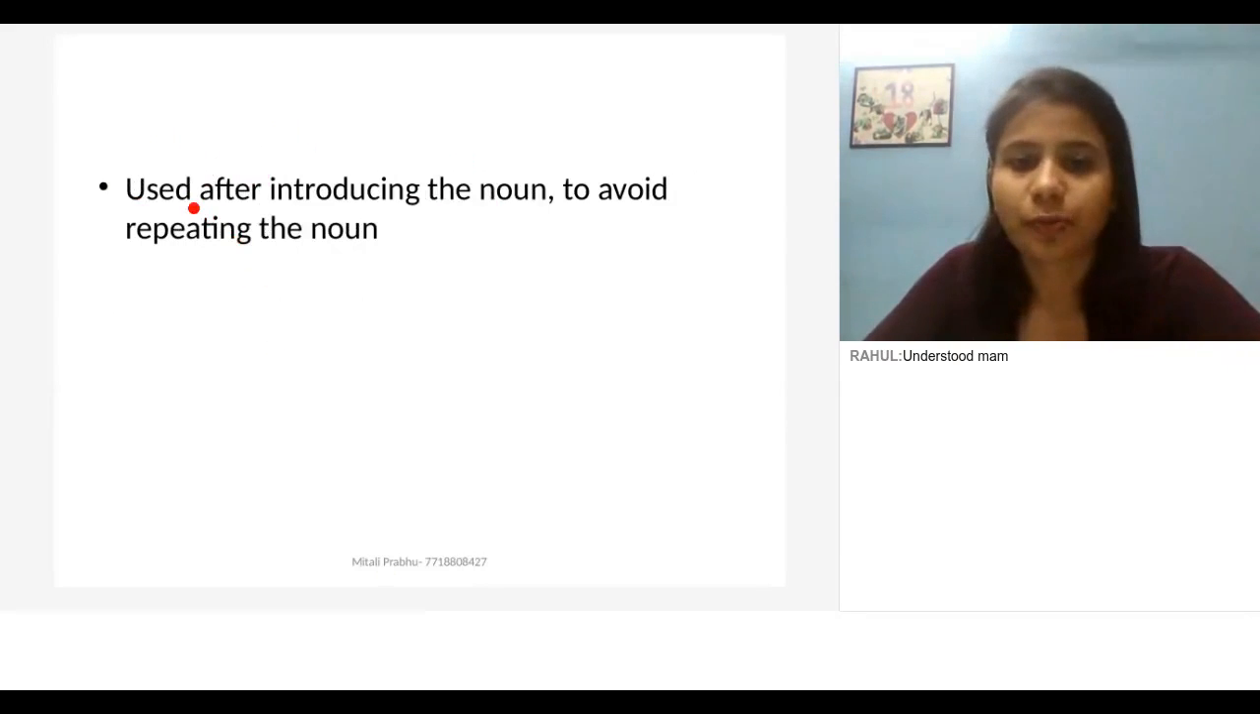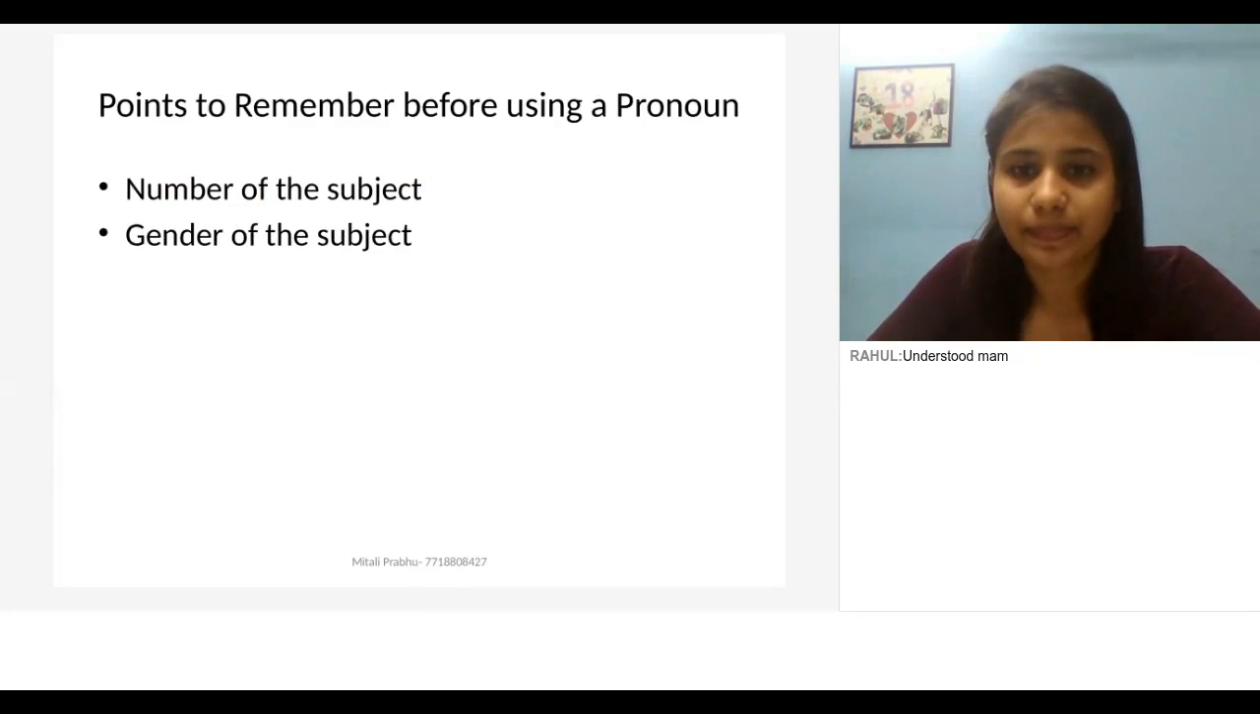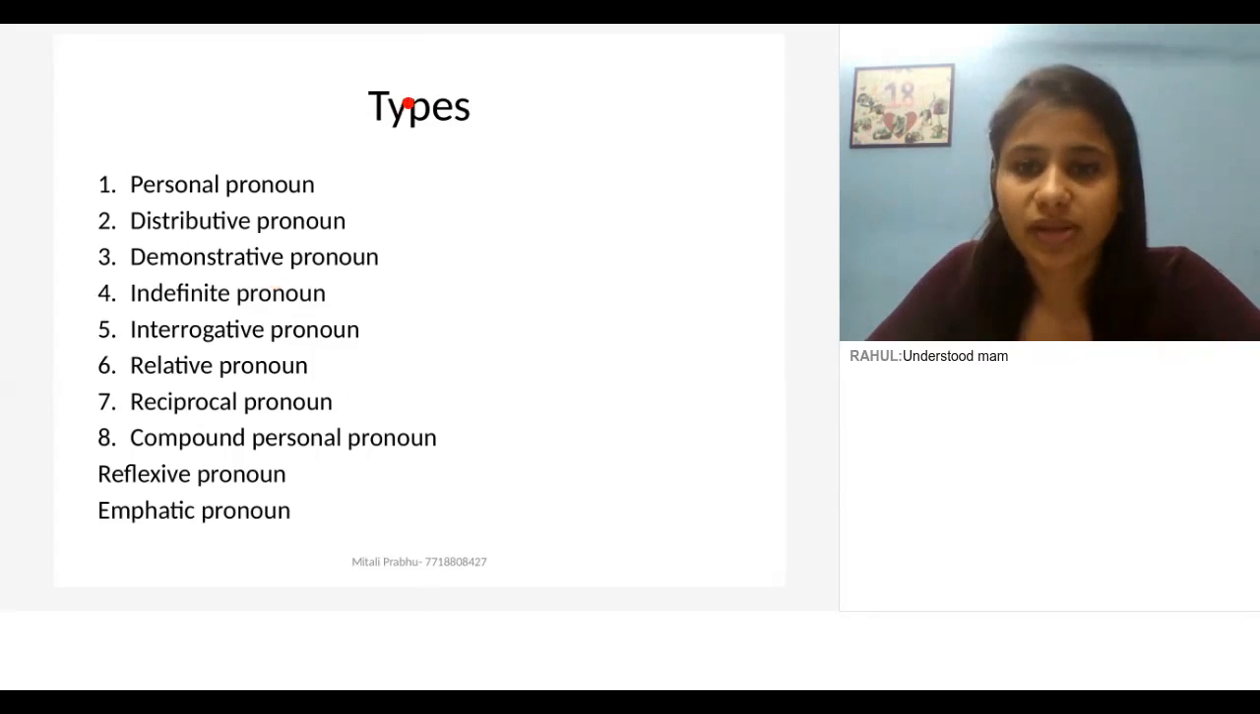So a pronoun is something that is used after introducing the noun to avoid the repetition of the noun. As I said, the points to remember are the number and the gender of the subject. Okay, so let's move on to the types. There are 8 types. As we move forward, we will study them one by one.